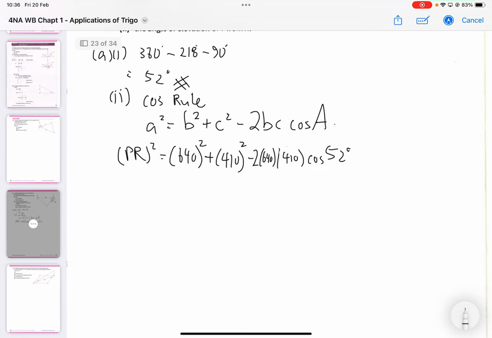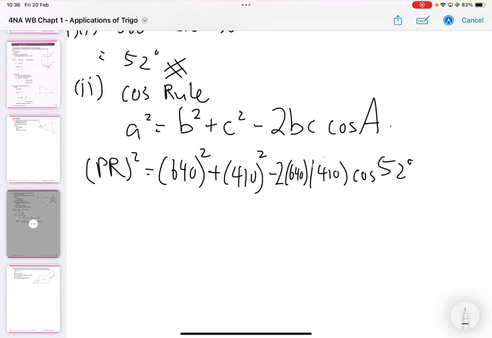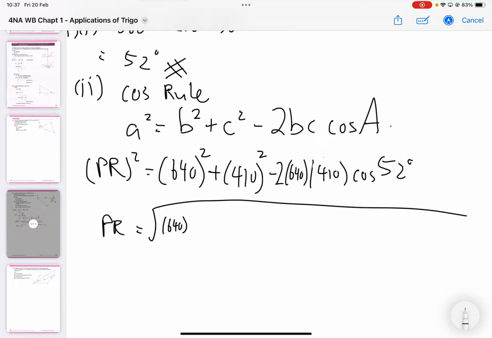Okay, then in this case, I am finding my length PR. So I want to make PR the subject in this formula. Then it is already by itself on the left, just that it is being squared. So if I want to remove the square, I take square root on both sides. Then the square root on the left will cancel out this square. Then the square root on the right will be square rooting the entire right hand side.